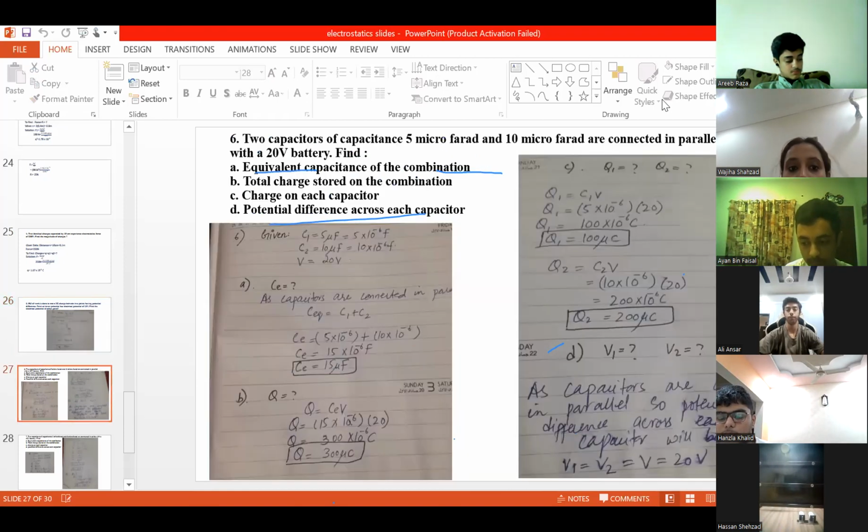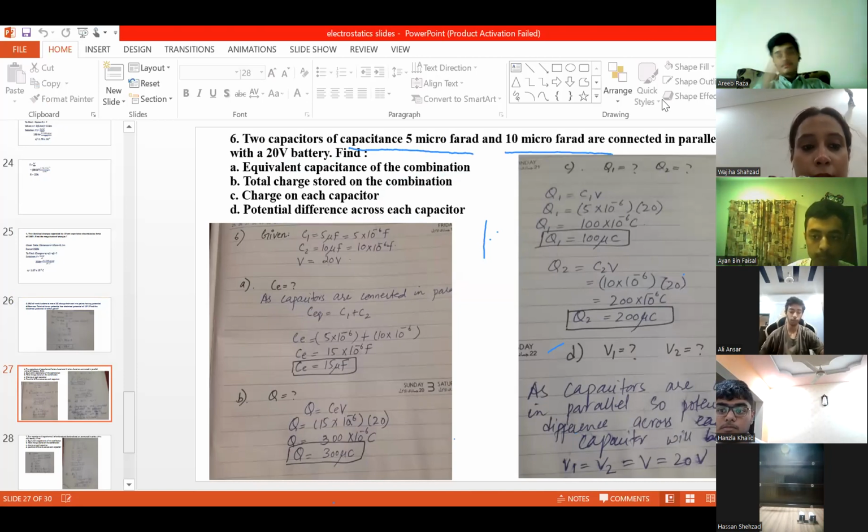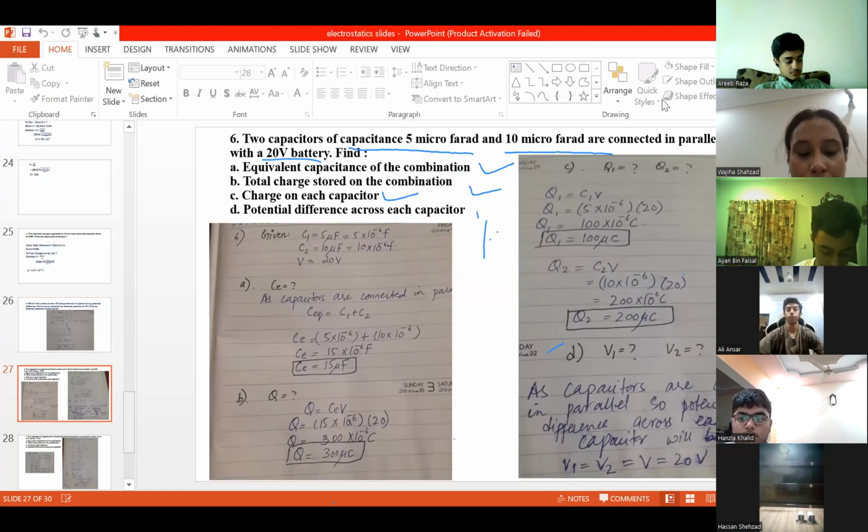The next problem is problem number 6. Two capacitors of capacitance 5 microfarad and 10 microfarad are connected in parallel with a 20 volt battery. Find the equivalent capacitance of the combination, the total charge stored on the combination, the charge on each capacitor, and the potential difference.